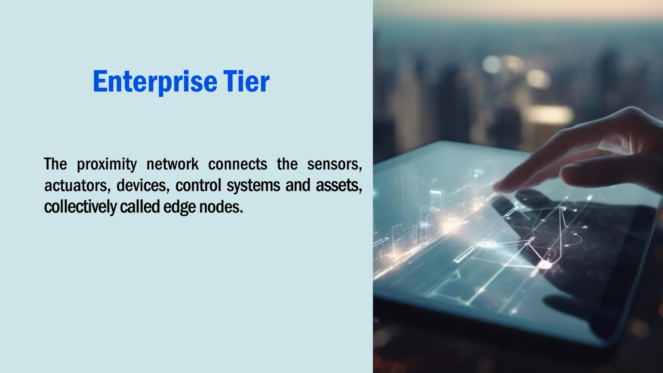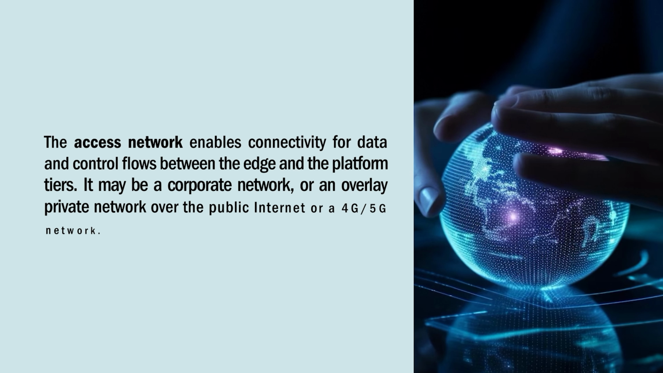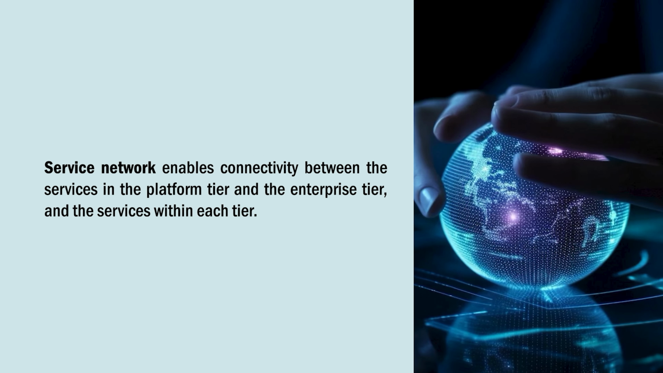The proximity network connects sensors, actuators, devices, control systems, and assets, collectively called the edge nodes. It typically connects these edge nodes as one or more clusters related to a gateway that bridges to the other networks. The access network enables the connectivity for data and control flows between the edge and the platform tiers. It may be a corporate network or an overlay private network over the public internet or a 4G or 5G network. The service network enables connectivity between the services in the platform tier and the enterprise tier and the services within each tier.